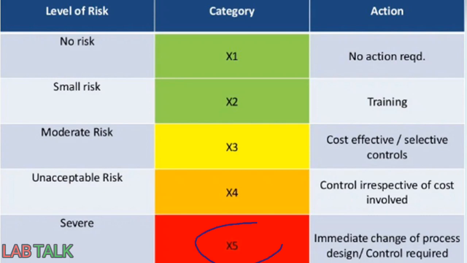And finally, the red zone is the severe risk where immediate change of process or design or control measures are required to eliminate the risk. So depending upon these risk categories in the risk matrix, the risk priority must be determined and risk control measures must be used for controlling the risk.